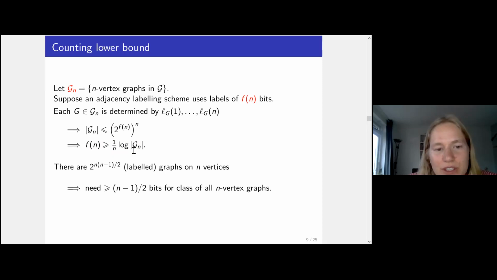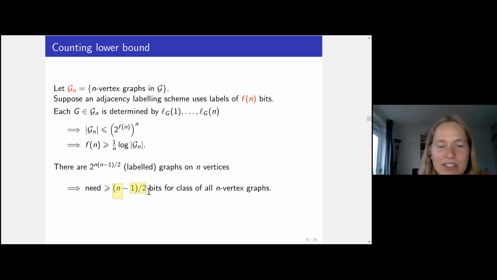And this sort of trivial lower bound and Moon's construction now match up really nicely, because how many labeled graphs are there on n vertices? Well, there's n choose 2 possible edges, and we can choose any subset of edges for labeled graphs. So this is the number of graphs. And if you now put this into my function, then what I get is that I need at least n over 2 bits, which we saw before was possible with Moon's scheme. So this is very nice.